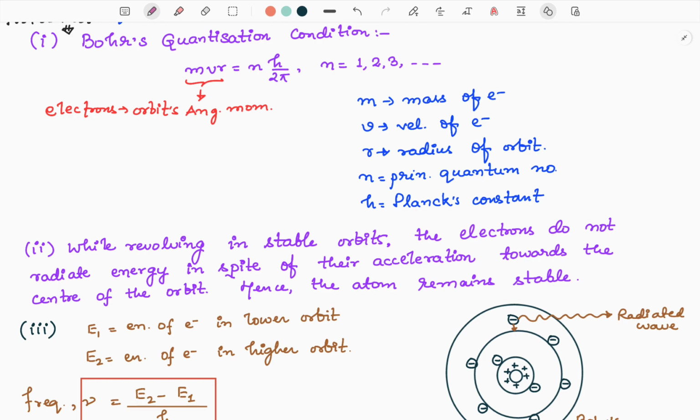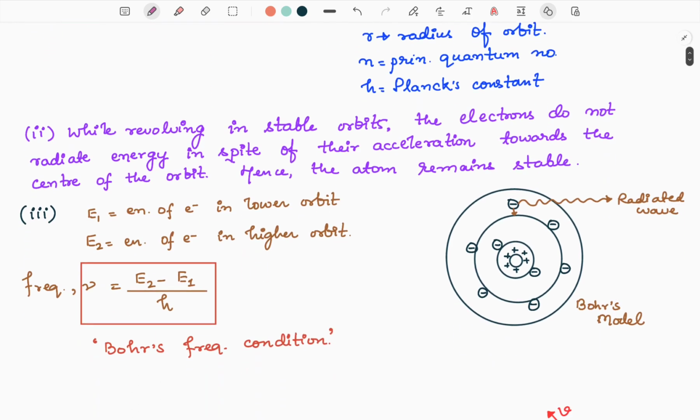But in kinematics or in mechanical physics, you have learned that if something has acceleration, then it will lose energy with the passage of time. But here, the electron will not lose energy with the passage of time, hence it will remain stable.